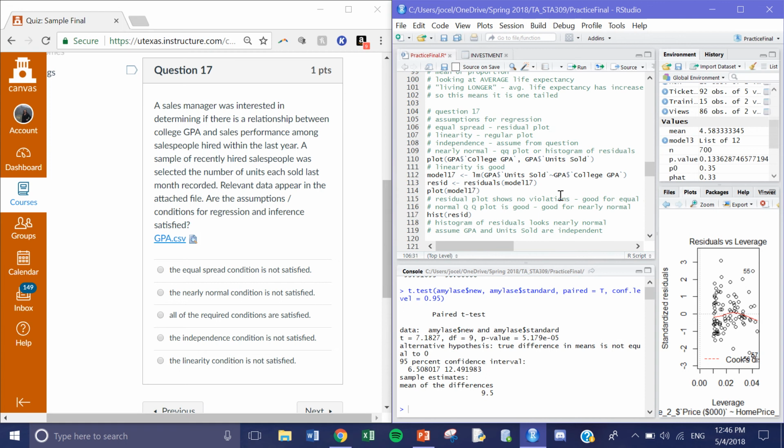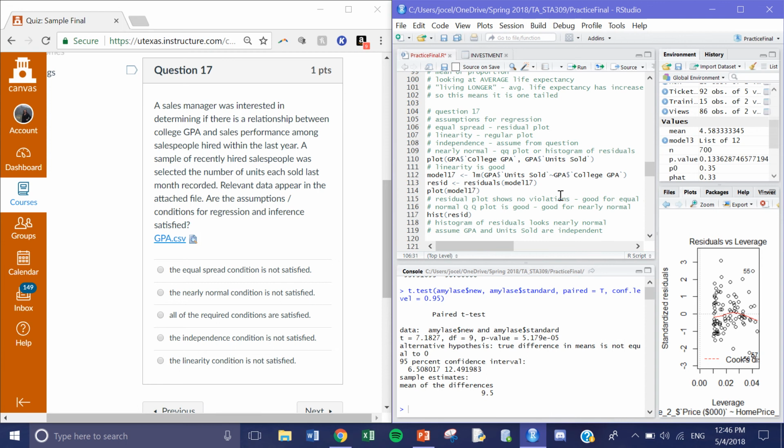The number of units each sold and the number of units sold last month was recorded. Relevant data appear in the attached file. Are the assumptions or conditions for regression inference satisfied? So let's go through all of these assumptions one by one.